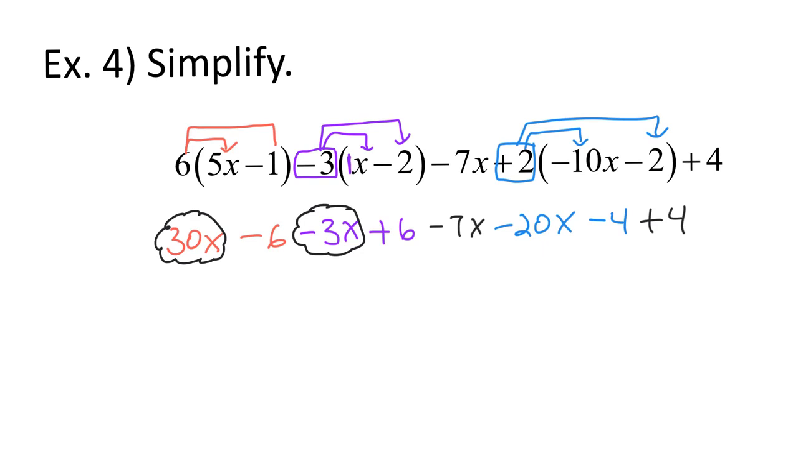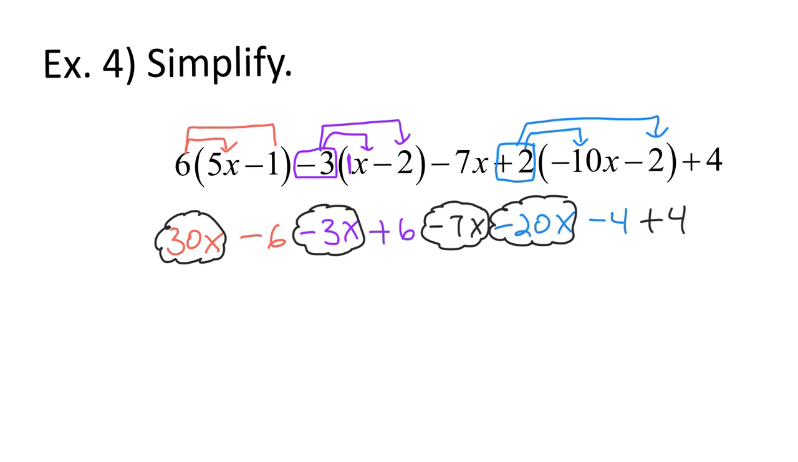Let's go ahead and do that addition and subtraction. So 30x minus 3x, that's 27x. So keep that in your head. 27x minus 7x, that's 20x. So 20x minus 20x, that cancels.